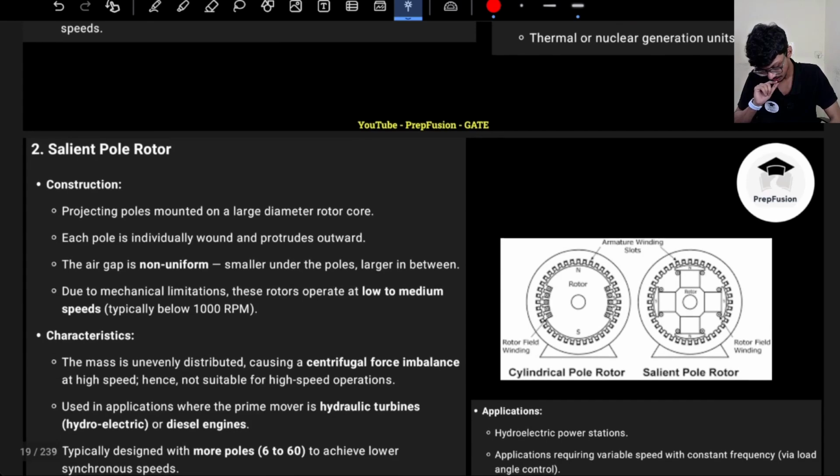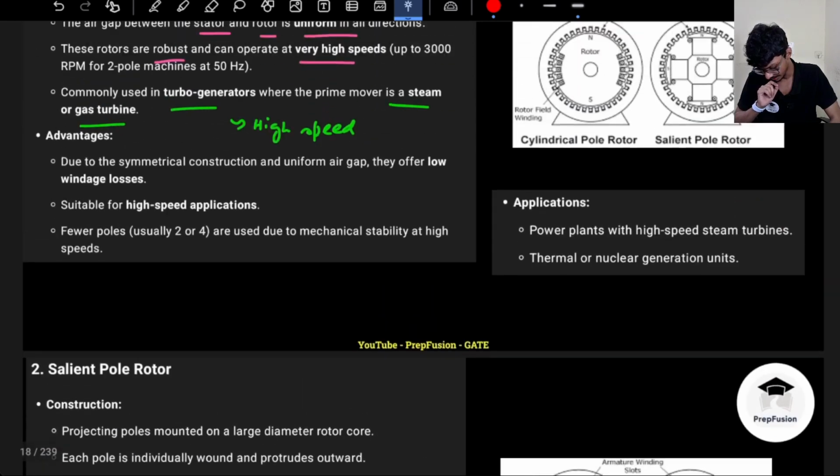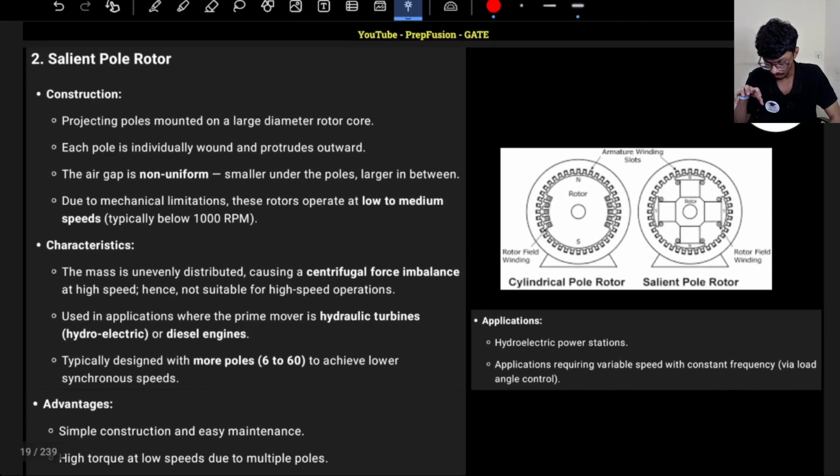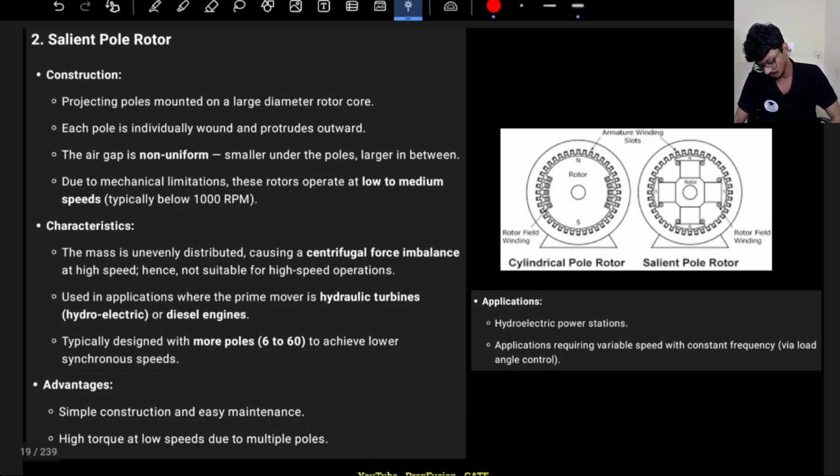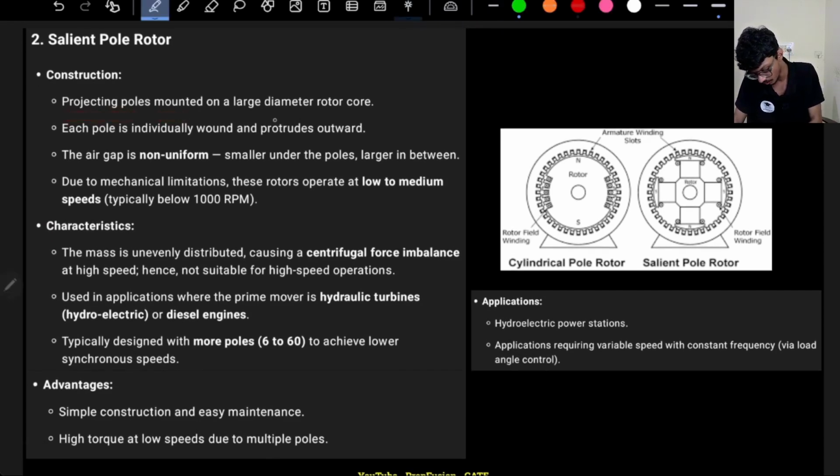Now one more thing about the salient pole rotor. In a salient pole rotor, the projecting poles are mounted on a larger diameter rotor, and the other portions don't have any windings. They are just there for support. Each pole is individually wound and protrudes outwards. As they are wound individually, the winding is concentrated in particular positions. That's why it is called concentrated winding.